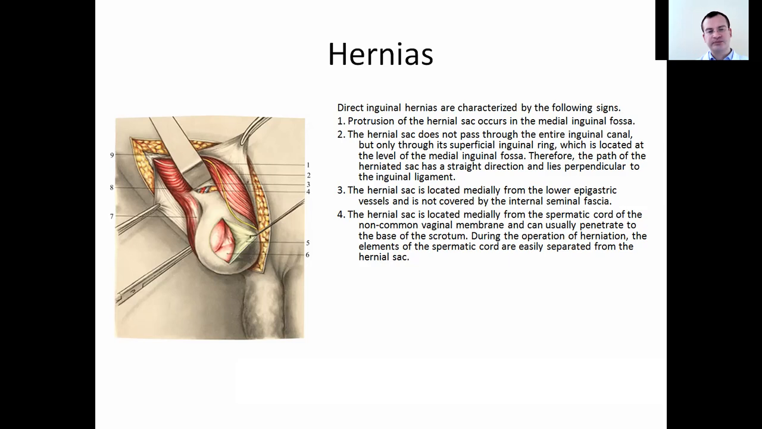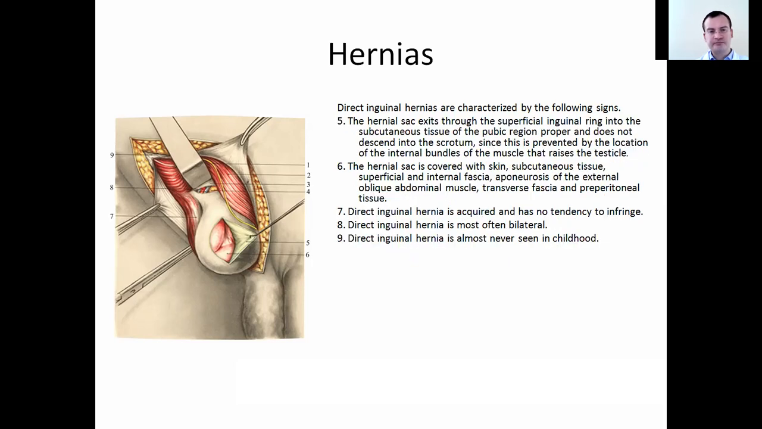The hernial sac is located medially from the lower epigastric vessels and is covered by the internal seminal fascia. It is located medially from the spermatic cord and the vaginal membrane and can usually penetrate to the base of the scrotum. During the operation of herniotomy, the elements of the spermatic cord are easily separated from the hernial sac. The hernial sac exits through the superficial inguinal ring into the subcutaneous tissue of the pubic region proper and does not descend into the scrotum.